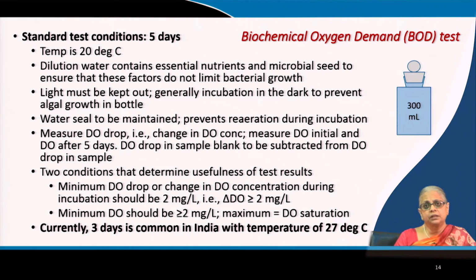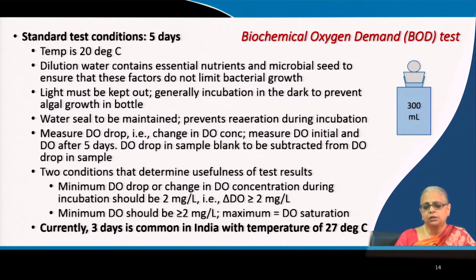So in a 300 ml bottle, you will probably add about 10 to 30 ml of wastewater to stay within this range of DO drop. And I will come to more details about the DO drop in a little bit. What is the remaining content of this 300 ml bottle? After adding your original sample in a very small amount, maybe 10 to 30 ml, maybe 50 ml, you will fill the rest of the bottle with dilution water.